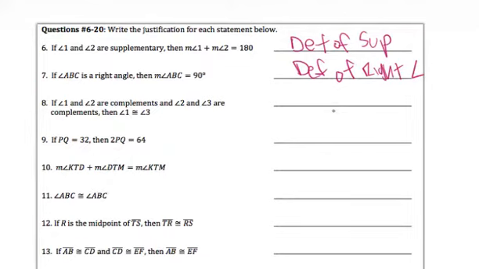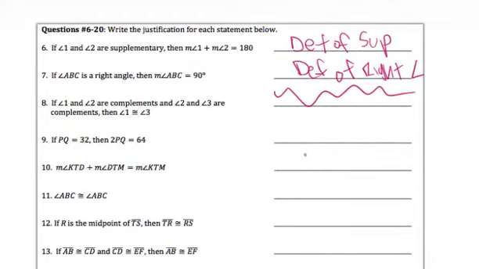1 and 2 are complements, 2 and 3 are complements, then 1 equals 3. This is technically a theorem that states if two complementary angles are congruent to the same angle, then they are congruent. So that's what I put here, but that's a lot of writing, so I'm not going to write it all out. I'll say it one more time. If two angles are complementary to the same angle, then those two angles are congruent.